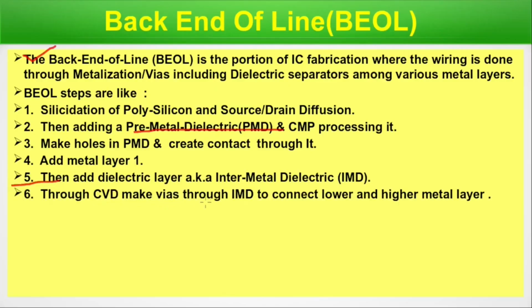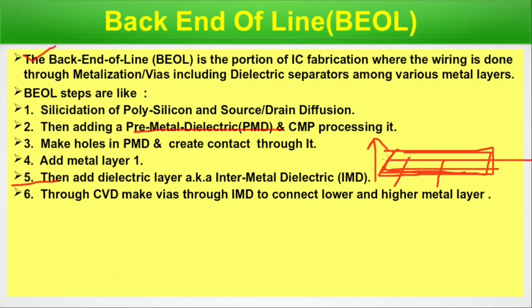Then through CVD, make vias through the IMD. A metal layer is done and then we add intermetal dielectric. Suppose it's a metal layer, and now over the whole area we do oxidation, and now the dielectric layer is done. If, in the vertical direction, we make another layer of interconnects, we need to connect. There will be a separator, so we have to make a hole through it so that this layer and that layer get connected.